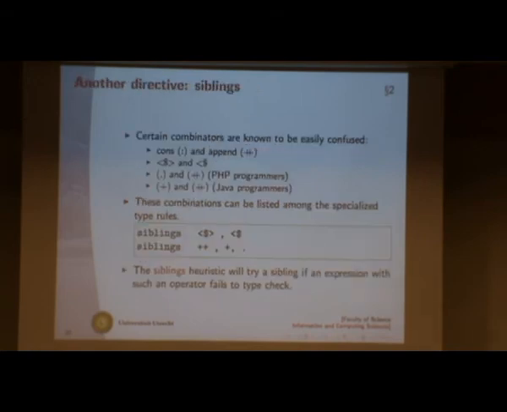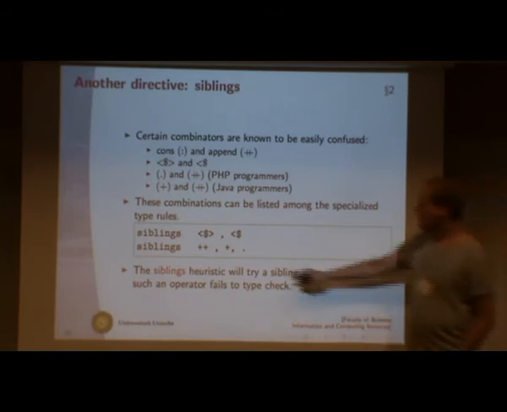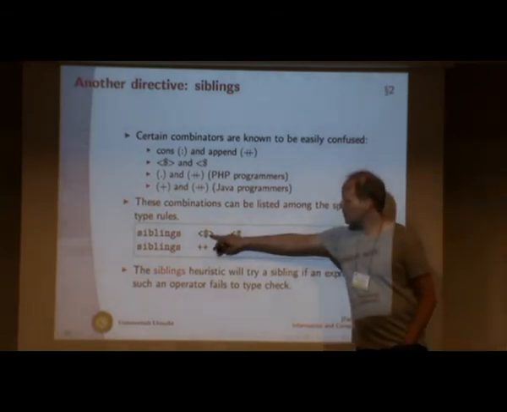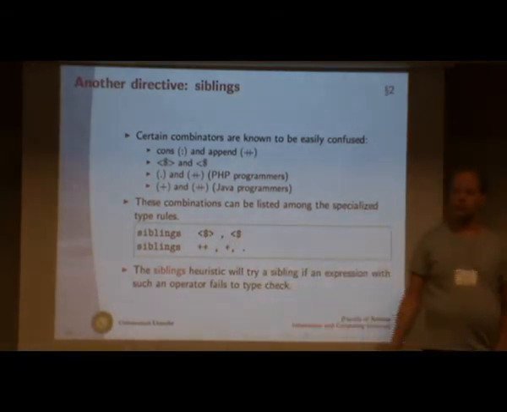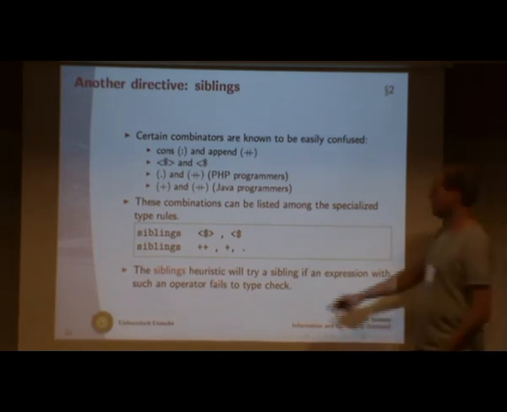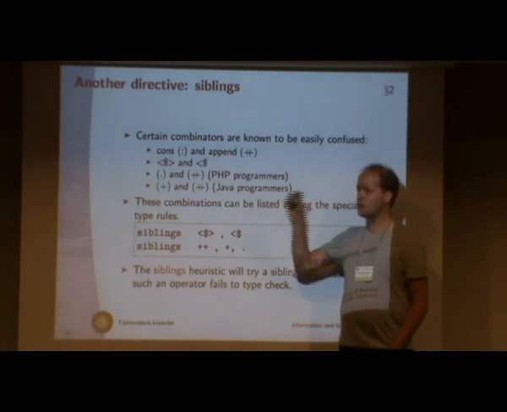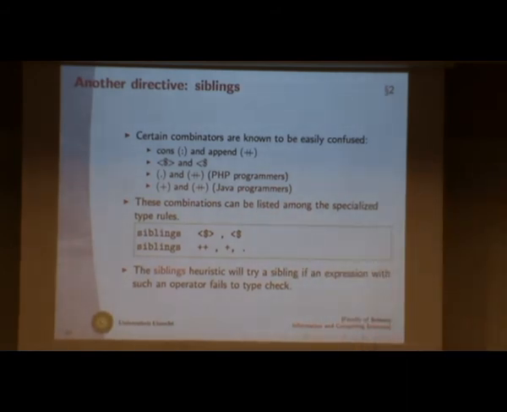There's another directive, siblings, that I find very nice. For example, if you know that people confuse this operator with that operator, you can write this down in your file. You can just say, okay, whenever you see a mistake that involves this operator, just try that one, see if it works. And if it works, suggest it as a fix.